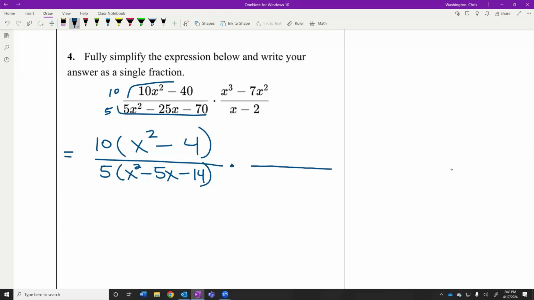We are multiplying this time, so we're not flipping anything. X minus 2 cannot be factored, so I'm just going to write it open. Maybe put parentheses around it. That way I don't cancel the x or the 2 by mistake. I can cancel all of the x minus 2, but I can't cancel just the x or just the 2. X to the third and 7x squared, we can divide all of those by what looks like x squared on the outside. X to the third divided by x squared is x, and 7x squared divided by x squared is 7.